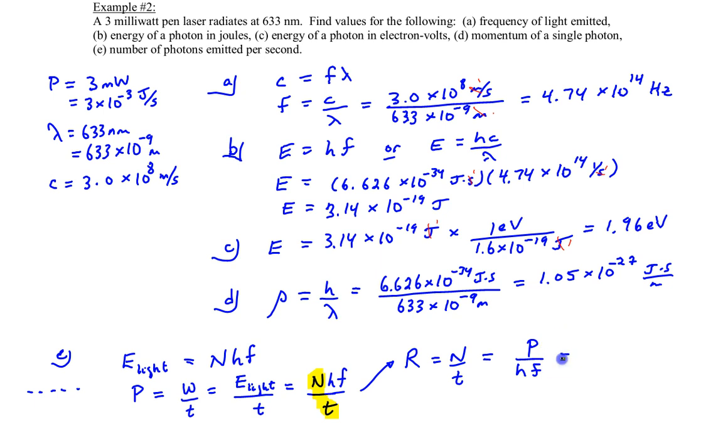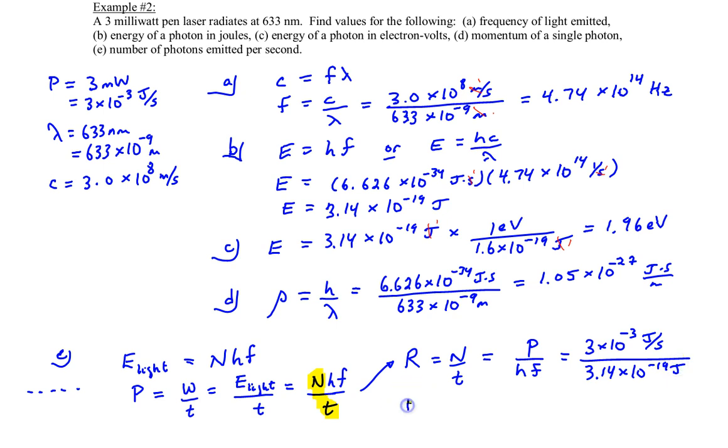So our power in this question is 3 times 10 to the power of negative 3 joules per second. And then our energy, hf, we've actually already calculated that earlier. That's the energy of one single photon. Let's make sure that we choose the right one. We don't want to use the one in electron volts because we see joules up here. We need to use the one that's in joules. So that's 3.14 times 10 to the power of negative 19 joules.